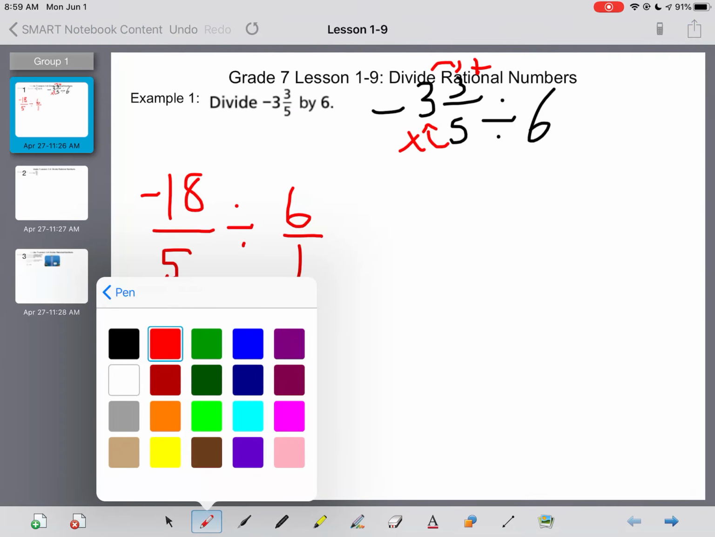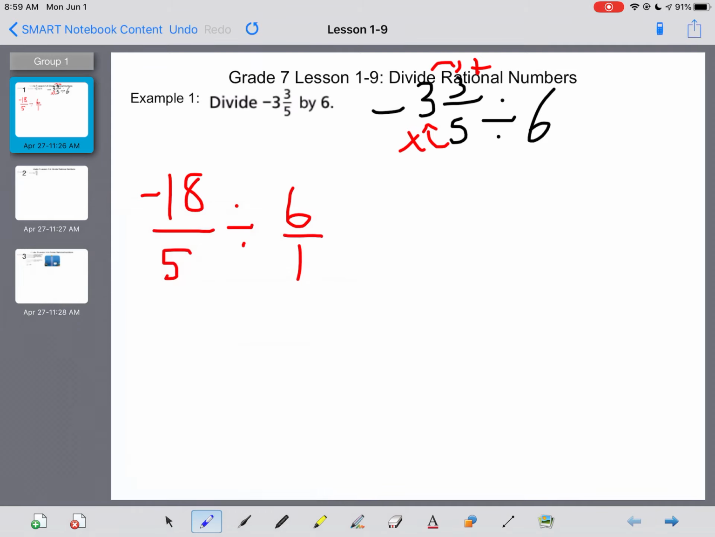So remember, when dividing fractions or mixed numbers, we always want to turn it into a multiplication problem to make our lives easier. So we could do same, opposite, opposite, which means keep the first fraction the same, change division to multiplication, and then flip the other fraction. Or we can keep and then multiply by the reciprocal. So we're going to keep negative 18 over 5 the same.